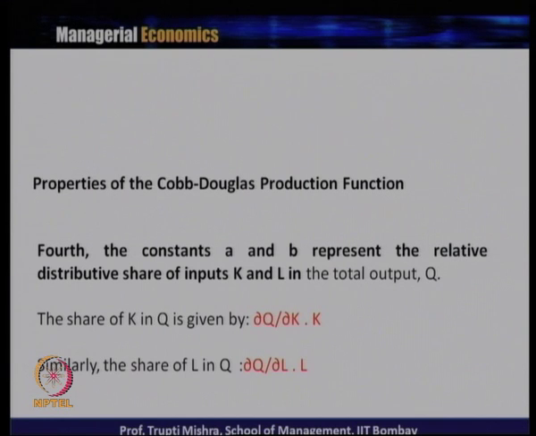So, properties of Cobb-Douglas production function, in continuation of this we have the fourth property, and here the constants A and B represent the relative distributive share of input K and L in the total output Q. So, the fourth property talks about the constants A and B and what they represent. Basically, constants A and B associated with input capital and labor represent the relative distributive share of input K and L in the total output Q.